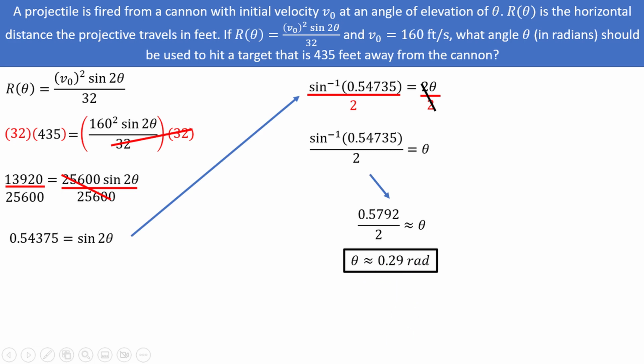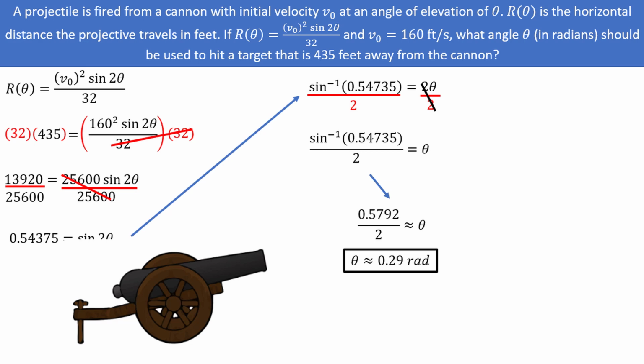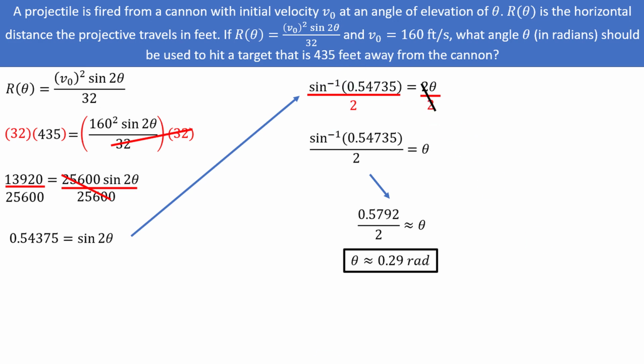Now, as mentioned earlier, this is most likely not the only solution. This is most likely the smaller angle that's going to take a more direct path to our target. There's going to be a second, larger angle that's going to take a more vertical path to our target and still hit the target that is 435 feet away. So how do we find that angle?